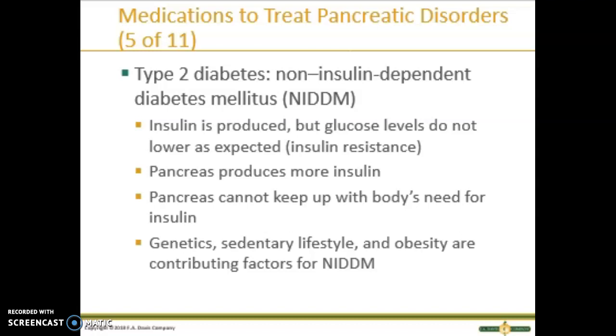Patients with type 2 diabetes may still produce insulin, but the body is unable to lower glucose levels in the blood, and so the body responds by producing more and more insulin until the pancreas finally cannot keep up with that demand. Treatment for type 2 diabetes includes diet and exercise, and if diet and exercise don't work, we look at oral diabetic agents, and these medications encourage the pancreas to release the insulin.